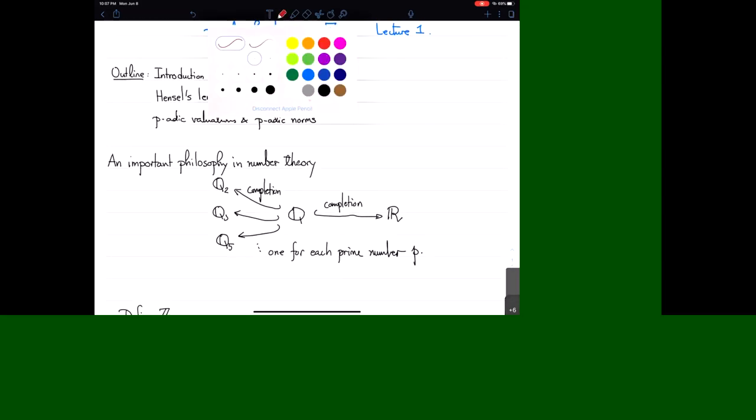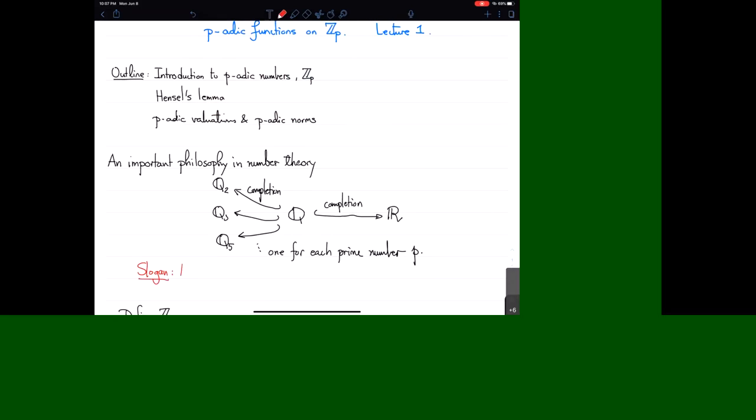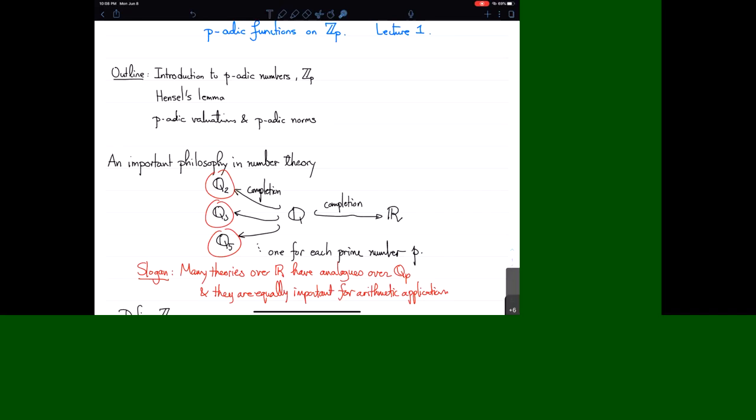And our slogan, for the number theorist, is that many theories over R that people have developed should have their analogs over Q_p. And they're equally important for arithmetic applications, in the sense that many theorems you've seen or theories developed over R, you should do over one of these things, Q_2, Q_3, or Q_5, or whatever. And for many things you prove using analytic methods or real analysis, or number theory questions, there should be a way to do the same thing using these fields. So that's the general philosophy in number theory.